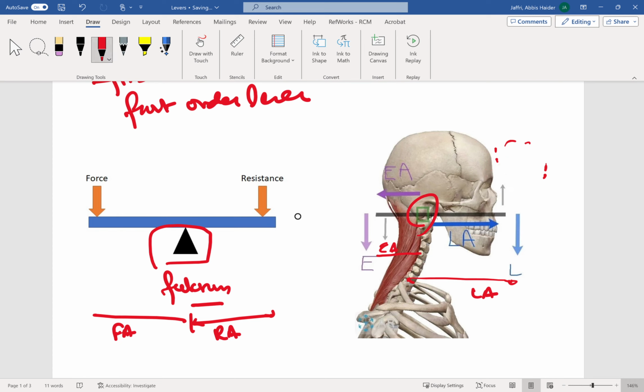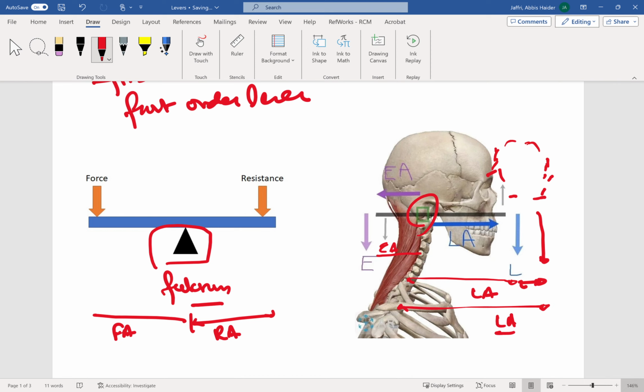So what is forward head posture? Forward head posture is basically when your head moves slightly forward, so your load shifts there. When the load shifts, the load arm increases. Now the load arm is here. This is your load arm now.